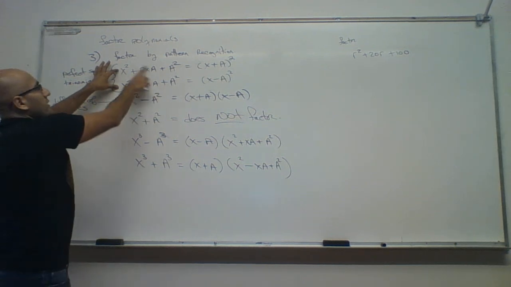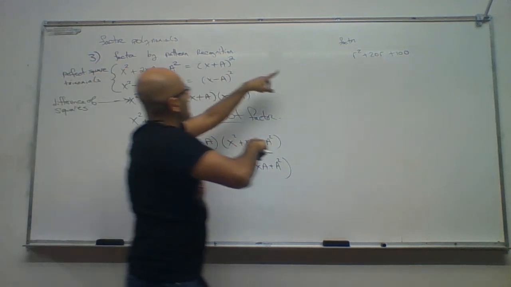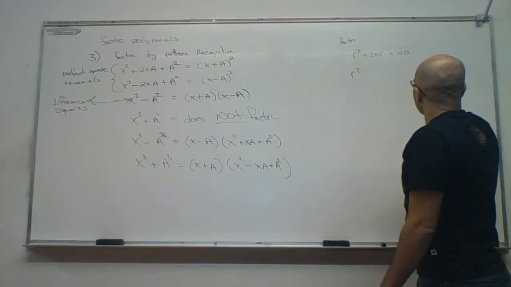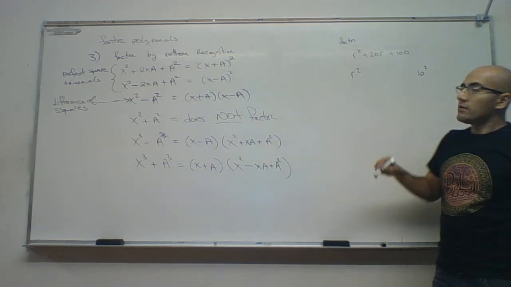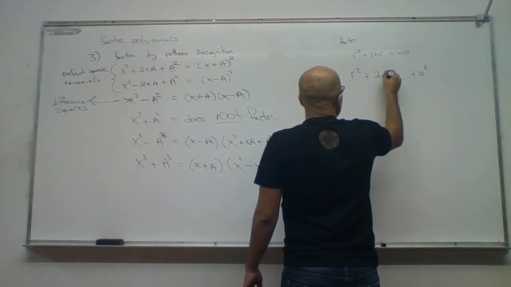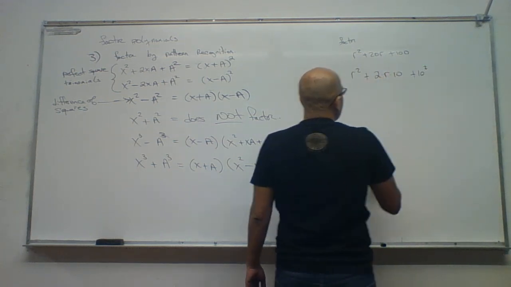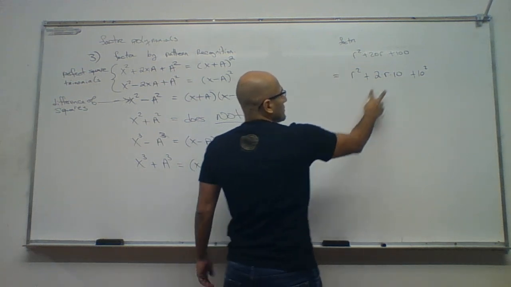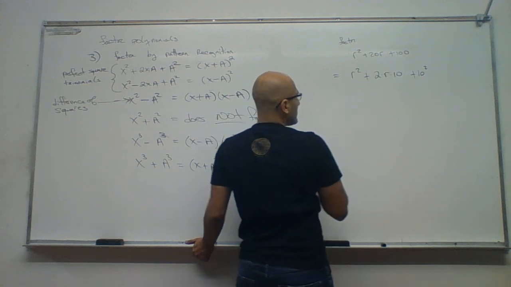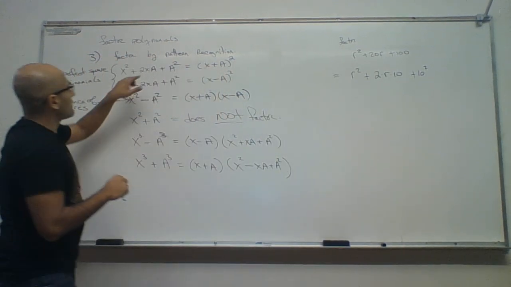If it's in fact one of these patterns, then it should be something squared. It is, the r squared. And then the last thing should be something squared. It is, that's 10 squared. And then the middle term should be twice the two things that you're squaring. Is that the case? It is, right? 10 times 2 is 20r. So it does fit the pattern. It fits this pattern right here.